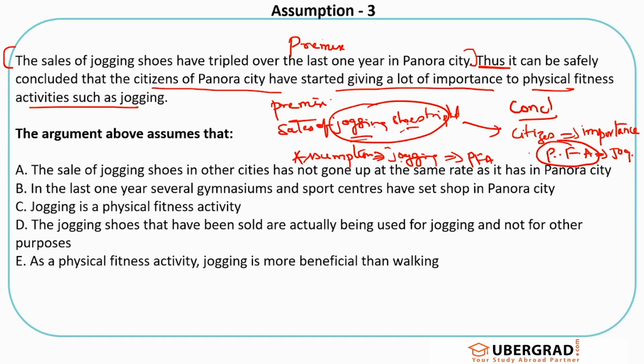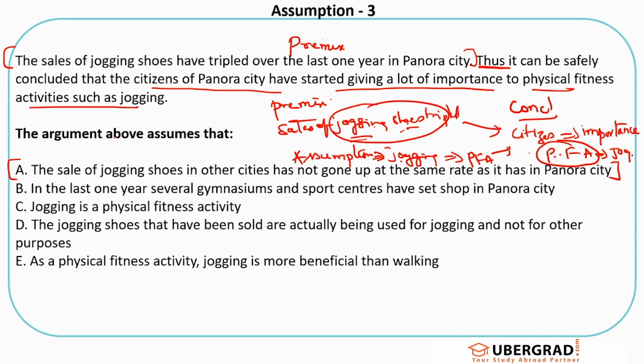The physical fitness activities conclusion is drawn because they are buying more of the jogging shoes. Jogging shoe sales have gone up. So you should be able to link these two. What is that? That people are using the shoes for jogging, not for something else.